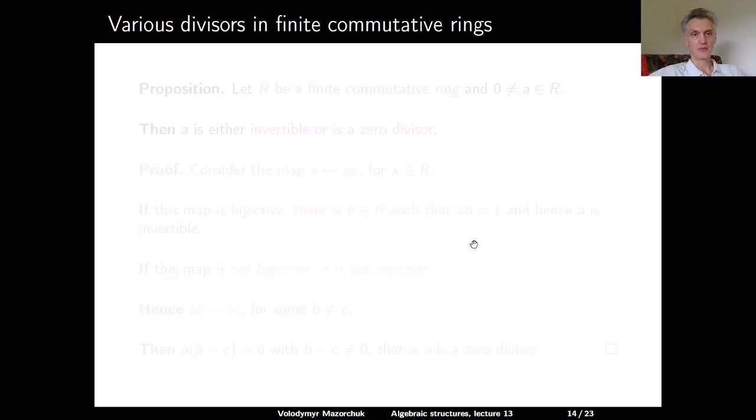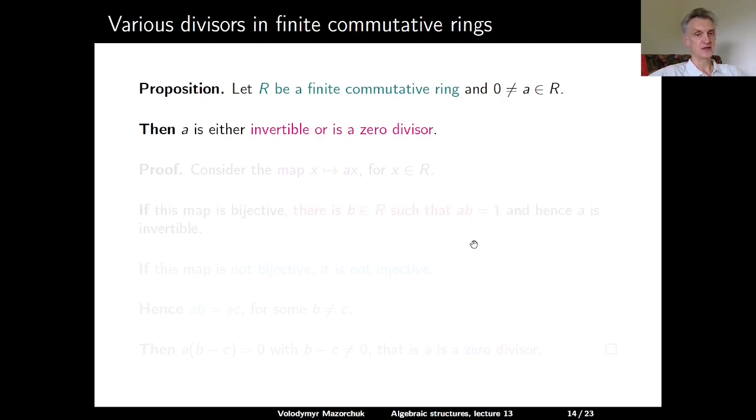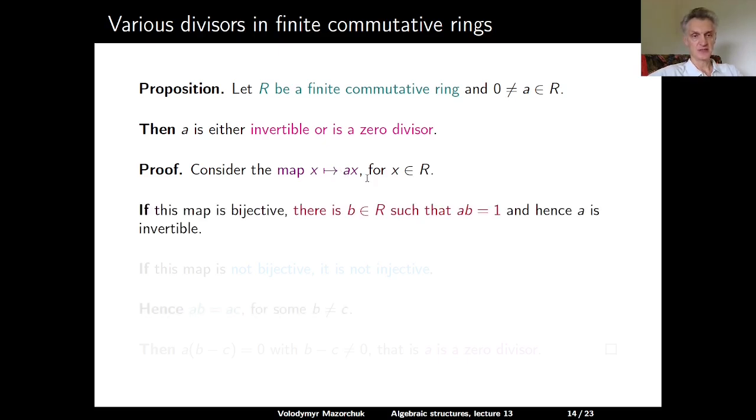And now let us compare these two, zero divisors and invertible elements, in finite commutative rings. Proposition. Let R be a finite commutative ring and A a non-zero element in R. Then A is either invertible or is a zero divisor. So in finite commutative rings, we have a dichotomy that an element is either invertible or is a zero divisor. Proof. Consider the map which takes an element x in R and maps it to the product Ax. There are two possibilities for this map.